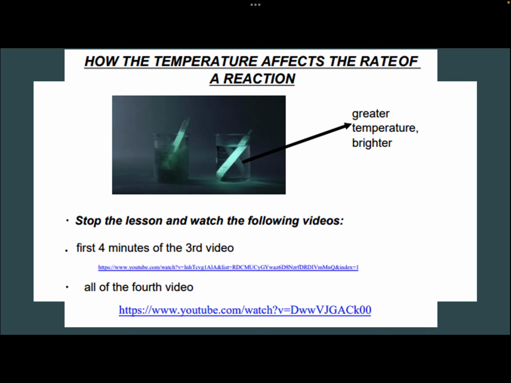The second thing is that temperature affects the rate of reaction. Okay, so temperature is the second way. There are 2 videos here. For this third video, watch the first 3 or 4 minutes of it and then pause after the 4 minutes, and then the second video there, watch all 4 minutes of it. So pause now, watch these videos, and we can get a better understanding.